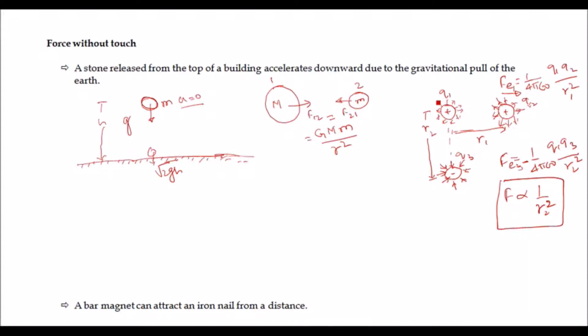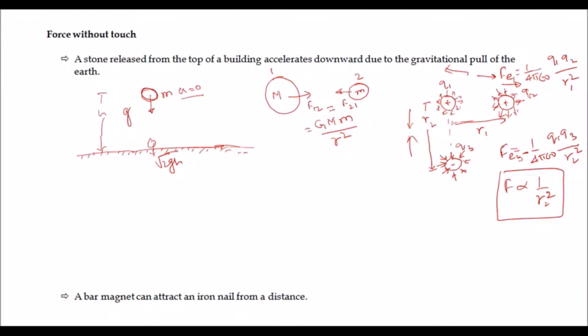And similarly, if I place a positive charge q2 at r1 distance from positive charge q1, then these two charges experience a force. Here the force is repulsive in nature. So in the case of opposite charges, forces are attractive in nature. In case of similar charges, forces are repulsive in nature. And F_E1 is given by 1 by 4 pi epsilon naught q1 q2 divided by r1 square. So you may see that these are all kinds of forces which they experience without touching.